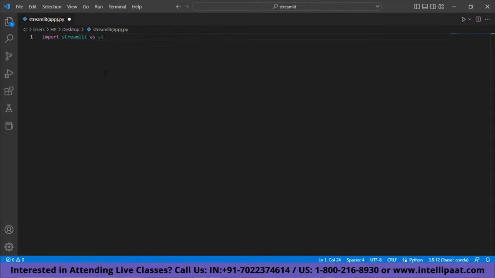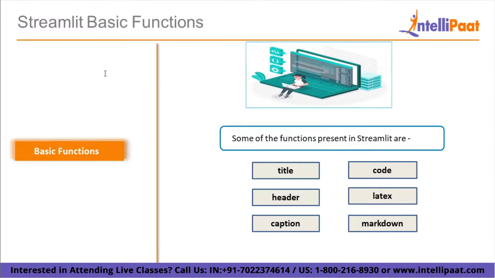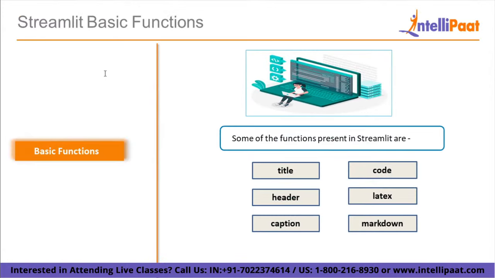Okay. Now in Streamlit we have some basic functions, right? Let me give you some idea about Streamlit basic functions. Some of the functions present in Streamlit are title, header, caption, code, latex, markdown, right? So using these functions, we can create a very good web app, right? I'll give you the introduction about each of the functions once we are into the coding part.